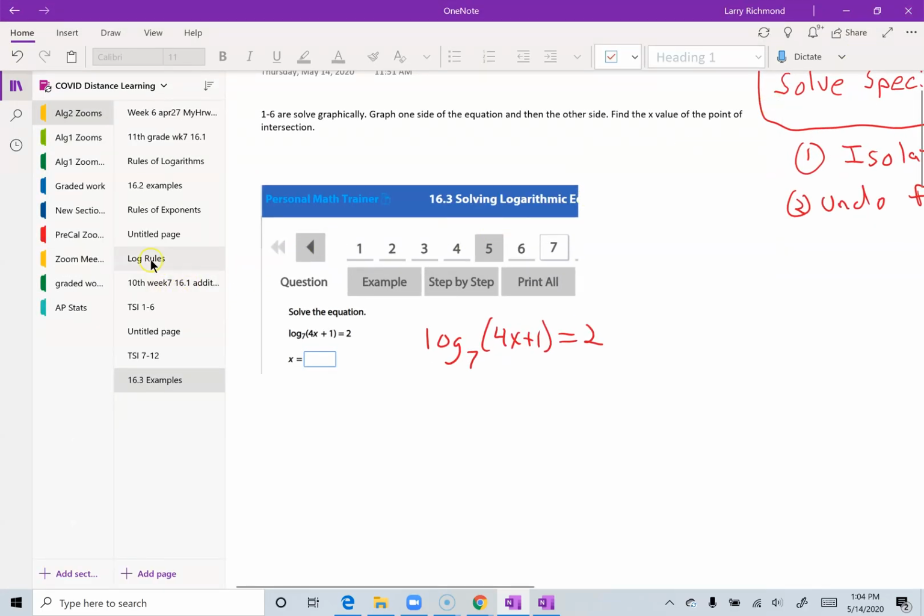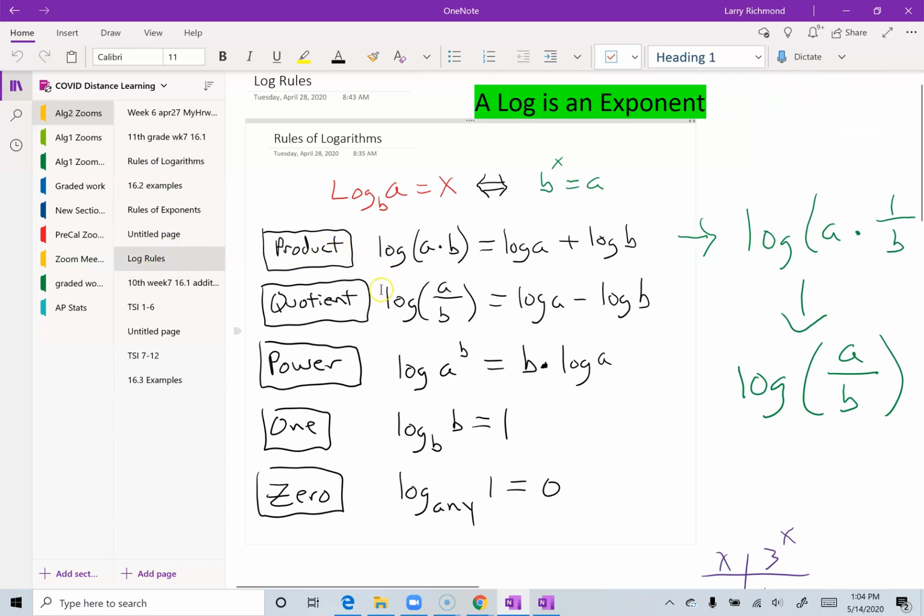All right, so let's remember our log rules. The product, quotient, and power rule, we've talked about that a whole lot. But the key is this definition. Remember, a log is an exponent. What I mean by that is the output of the log function is an exponent. The output over here is the exponent. We can convert from a log equation to an exponential equation using this definition.